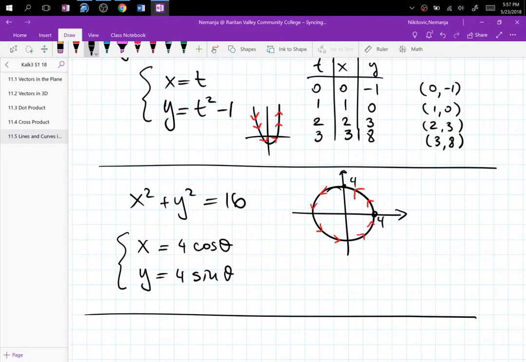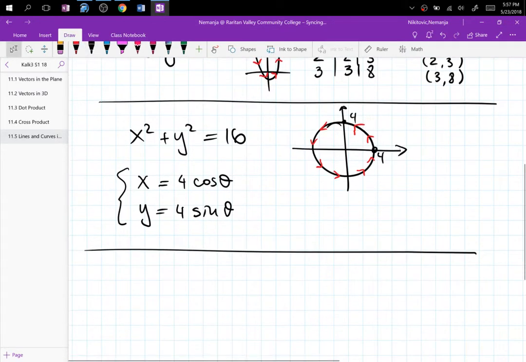We just know it. Also for the ellipse, right? So if these two numbers, 4 and 4, are the same, it's a circle. But if it's 2 and 5, it's an ellipse, right? So we just know what they are.